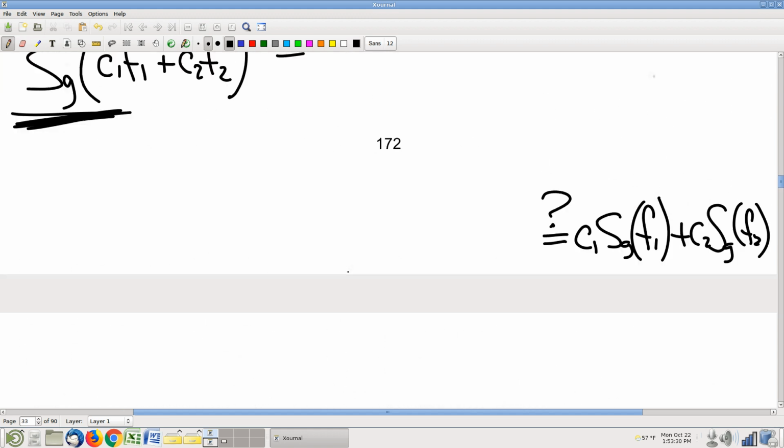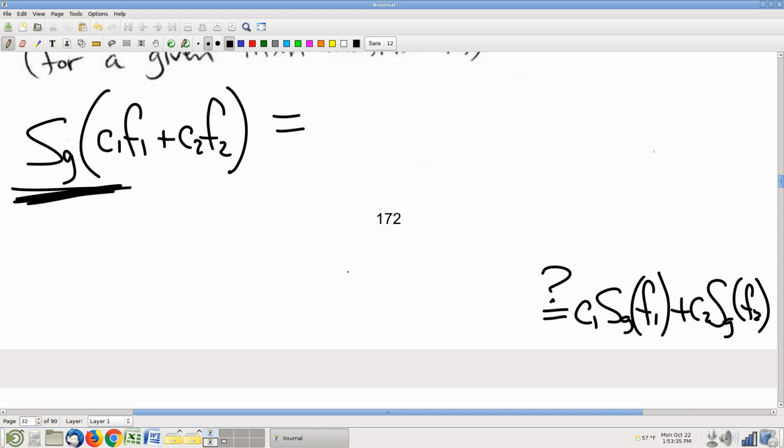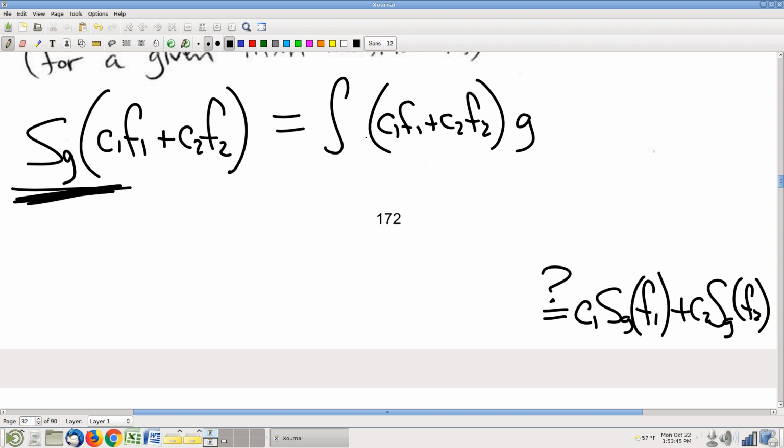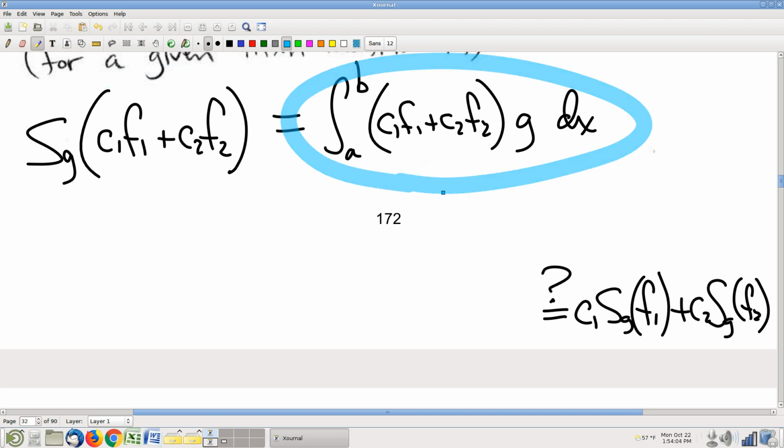Okay. Following the instructions. We're going to take this C1 F1 plus C2 F2. I'm going to multiply it by g and take an integral from a to b. All right, so this, just writing down the definition of this hopeful, this candidate linear transformation. Yeah, everybody good? Okay, now notice this expression that I have.